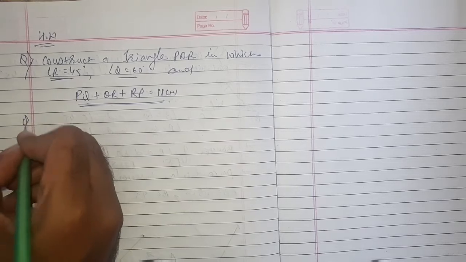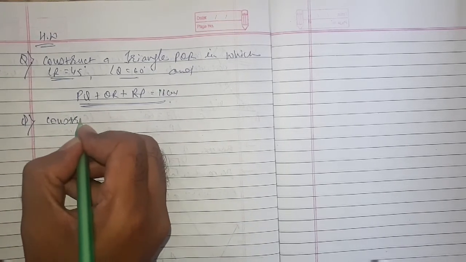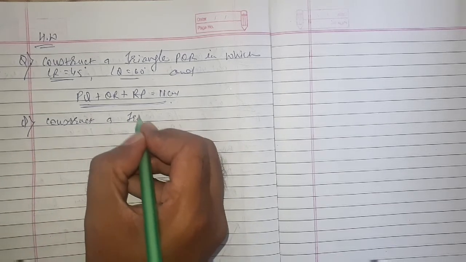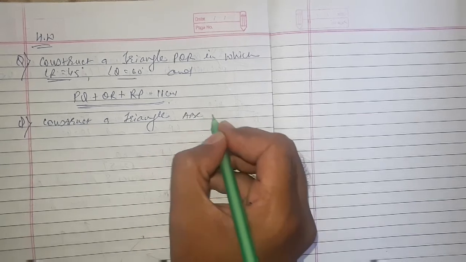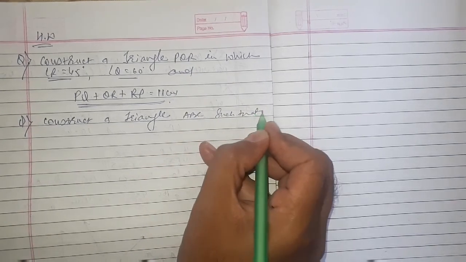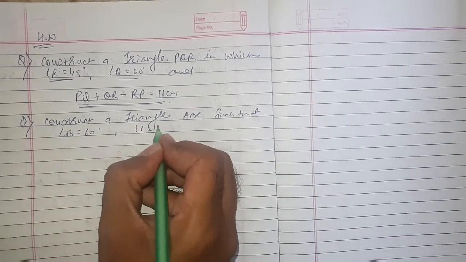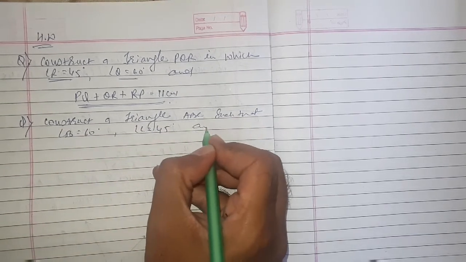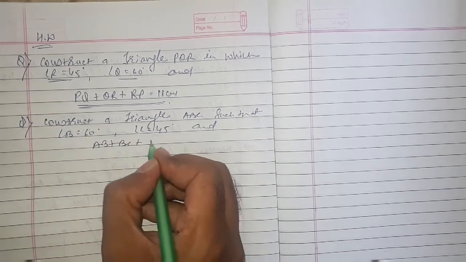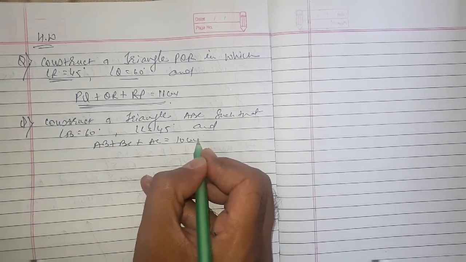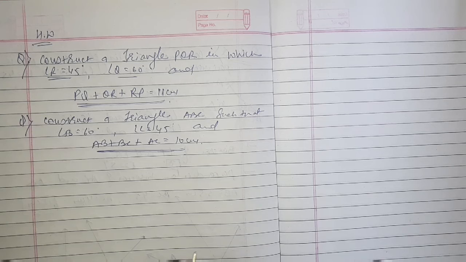And one more question, question 2: construct a triangle ABC such that angle B is equal to 60 degree, angle C is equal to 45 degree, and the sum of all sides, AB plus BC plus AC, is equal to 10 centimeter. Here the sum of all sides is given as 10 centimeter.